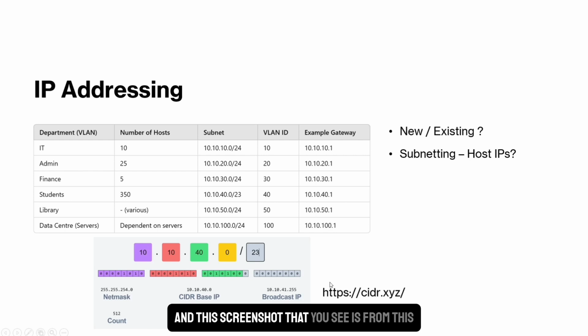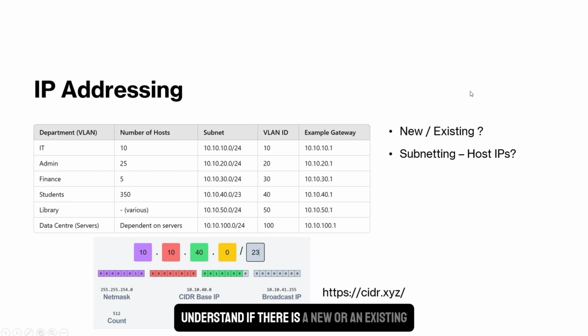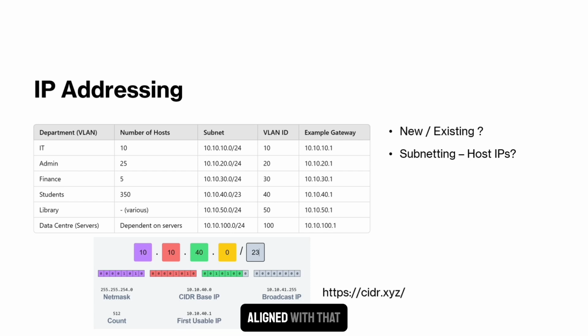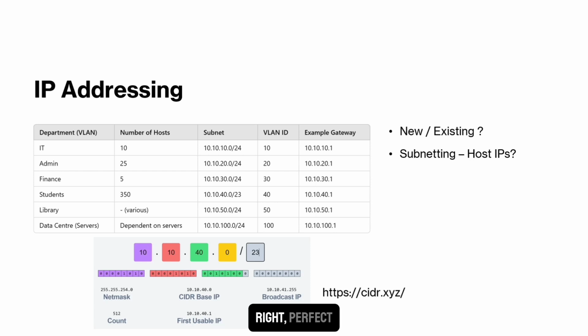And the screenshot that you see is from this website, which is a great tool for your subnetting, which is HTTPS CIDR.xyz. So again, understand if there is a new or an existing subnetting already there, like if there's already a subnet in place, then you'll have to make sure that you're aligned with that. You can't just overlap IP addresses. If it's already been used, you need to work with the same range. If it's not used, life is much easier that way.